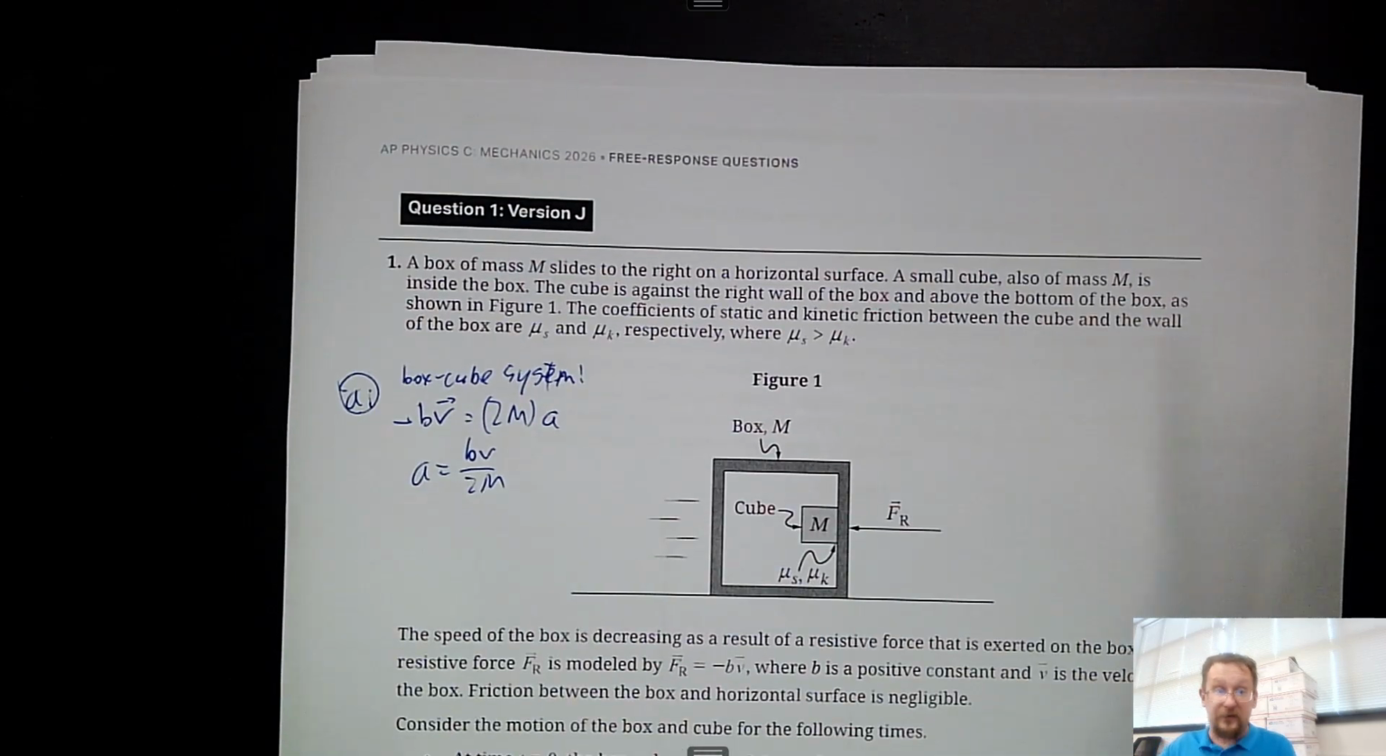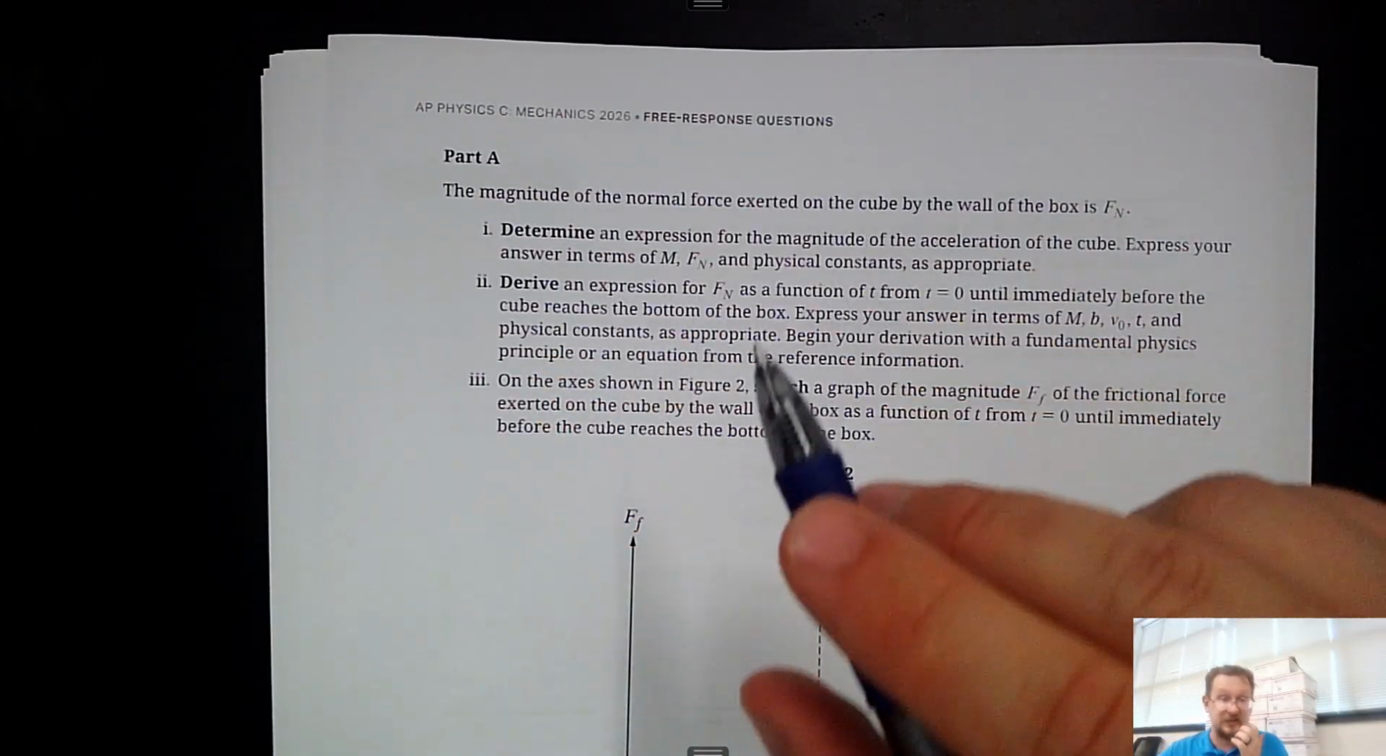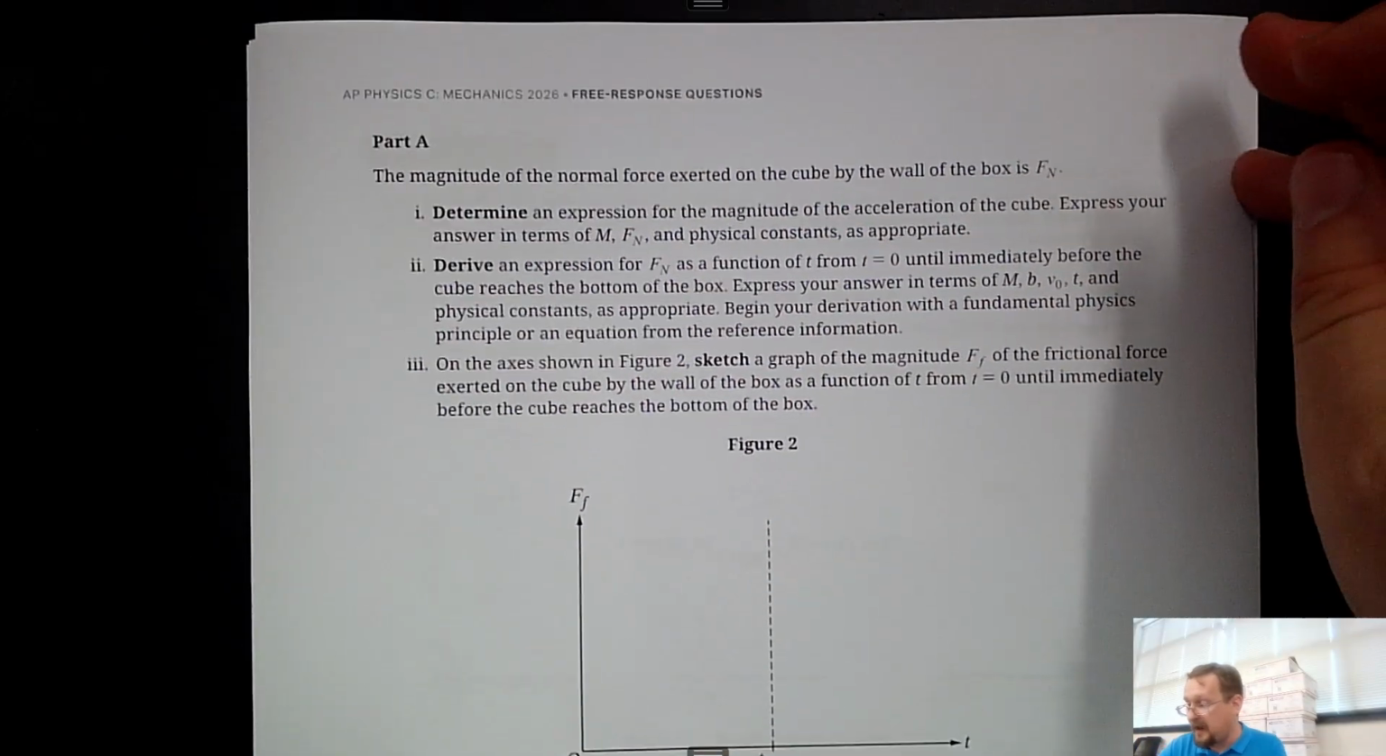Now, how do I know this is easy? Because they use the word determine. Determine means just give me the answer. It does not mean they really care about any work.